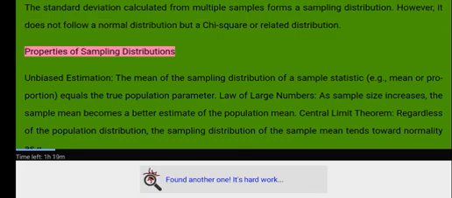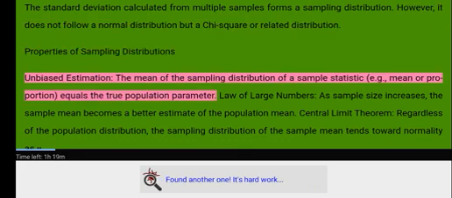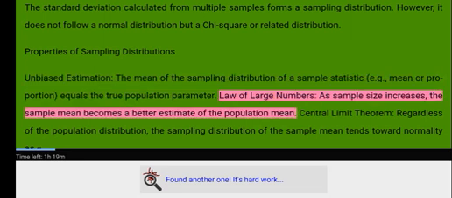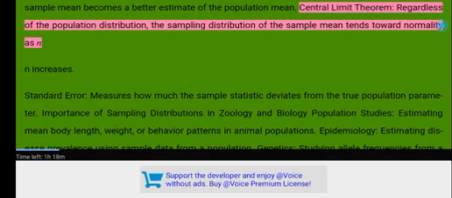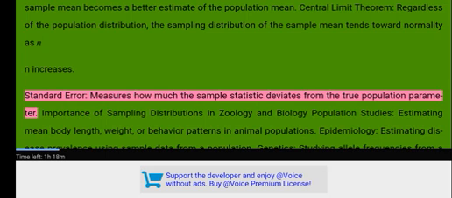Properties of sampling distributions. Unbiased estimation: the mean of the sampling distribution of a sample statistic, e.g., mean or proportion, equals the true population parameter. Law of large numbers: as sample size increases, the sample mean becomes a better estimate of the population mean. Central limit theorem: regardless of the population distribution, the sampling distribution of the sample mean tends toward normality as n increases. Standard error measures how much the sample statistic deviates from the true population parameter.